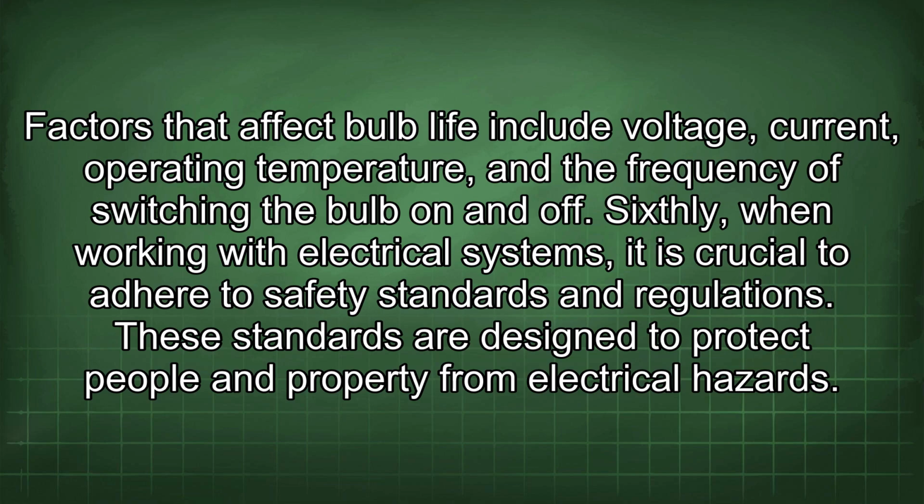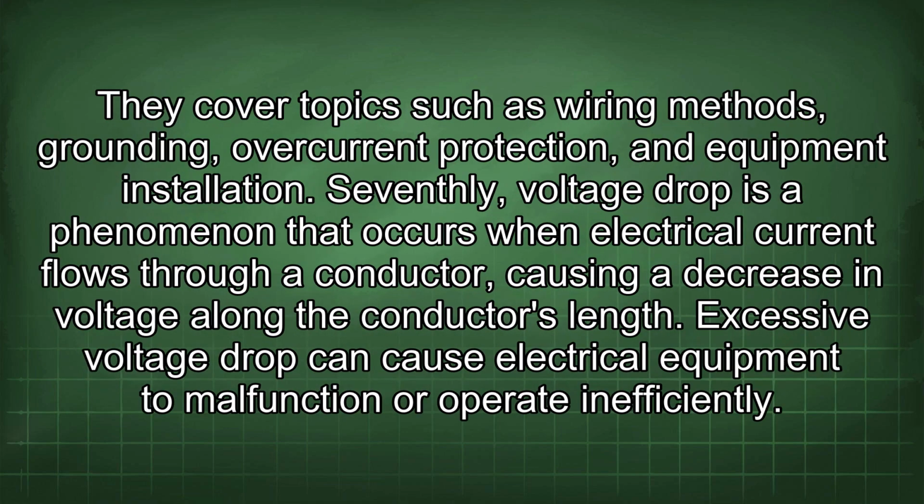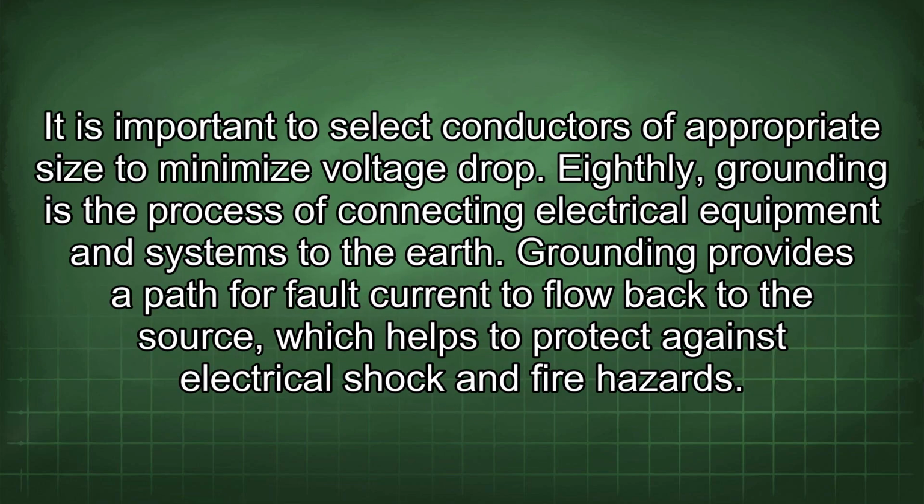Sixthly, when working with electrical systems, it is crucial to adhere to safety standards and regulations. These standards are designed to protect people and property from electrical hazards. They cover topics such as wiring methods, grounding, overcurrent protection, and equipment installation. Seventhly, voltage drop is a phenomenon that occurs when electrical current flows through a conductor, causing a decrease in voltage along the conductor's length. Excessive voltage drop can cause electrical equipment to malfunction or operate inefficiently. It is important to select conductors of appropriate size to minimize voltage drop.